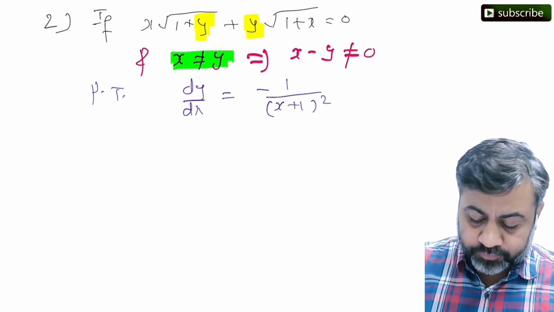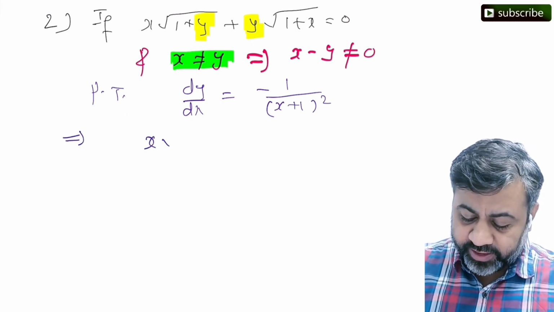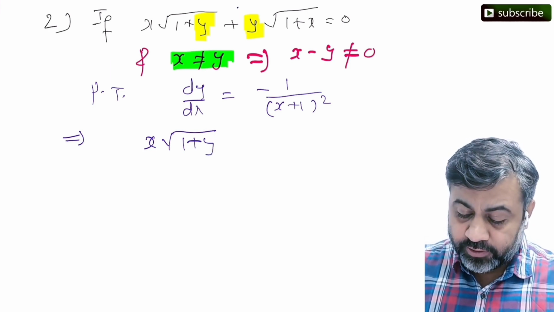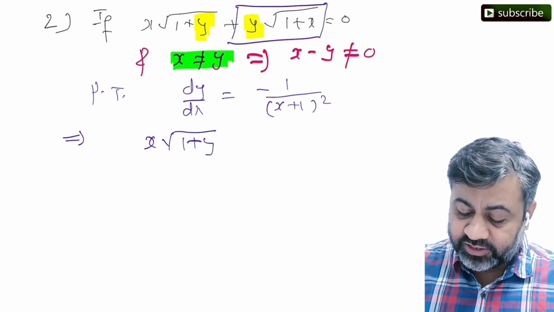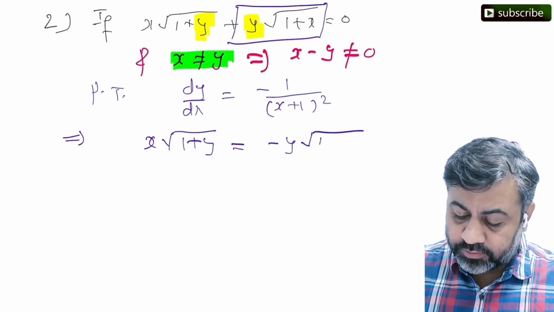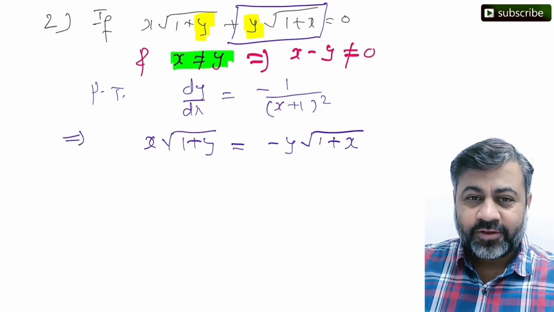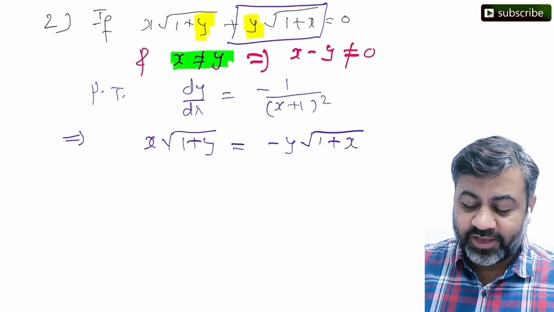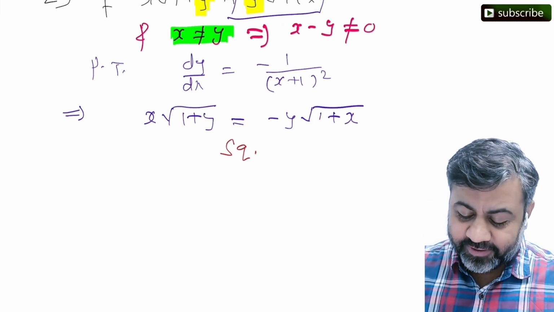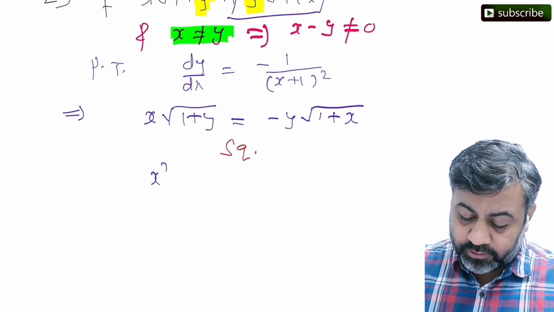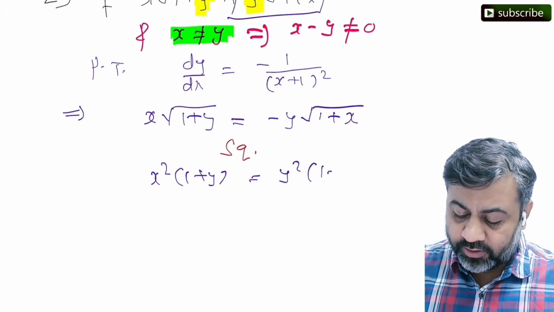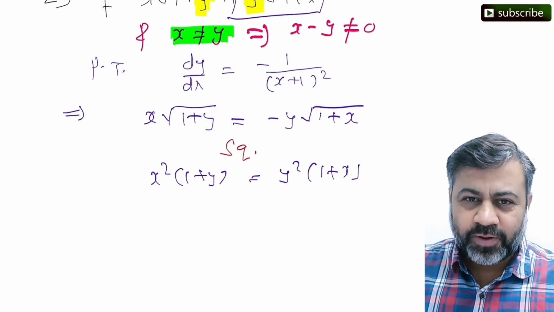So I'm writing down the question again. We have x times root 1 plus y. What I'll do is I'll just take this second part to the right hand side. So this is going to be equal to minus y times square root of 1 plus x. Why did we do this? Because as we discussed, I want to get rid of that square root, right? So what I can do here is just square on both sides. What I get? We get x square times (1 plus y), and minus y squared will be y square times (1 plus x). Now just open the bracket, simplify.